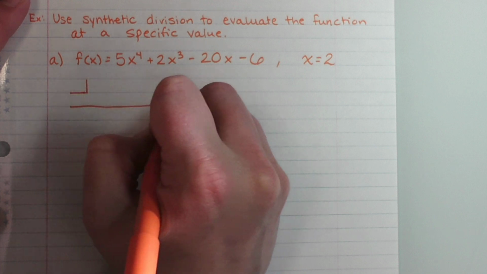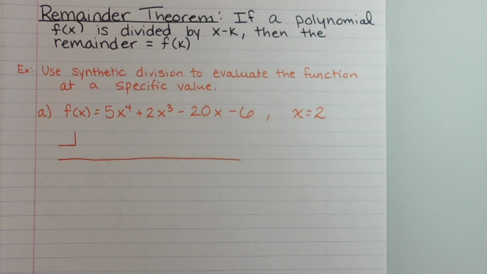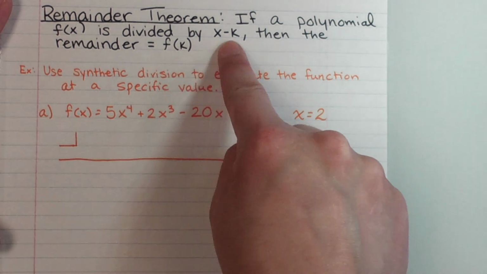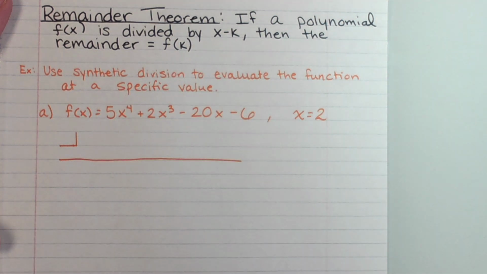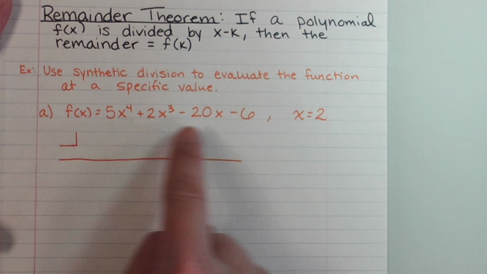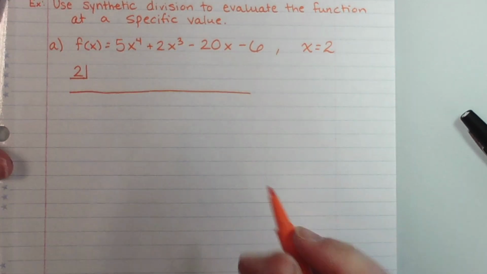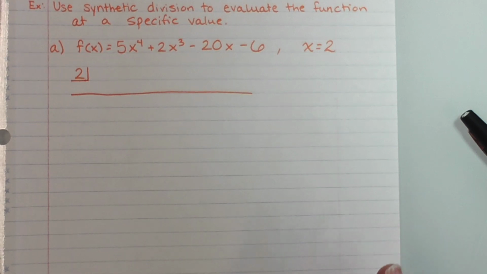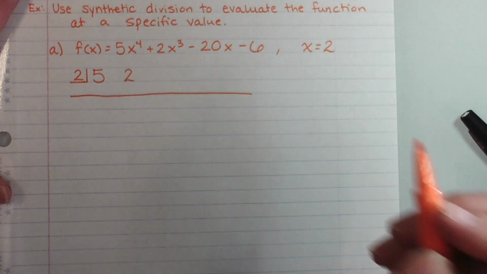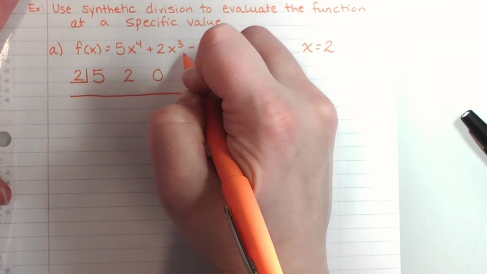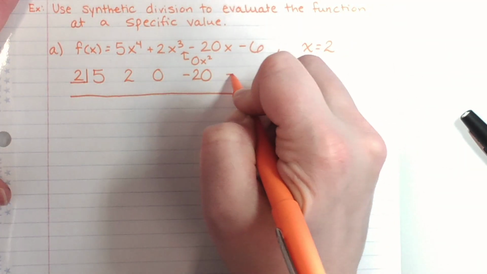So, I set up my synthetic division. Now note that the remainder theorem says it will tell you what f of k is when you're dividing by x minus k. Which means when we typically put the opposite number in this box, it's already given me what that opposite number is. That little box, you just put whatever the number is that you have. And then we line up our numbers. We got 5, we've got 2, we're missing the squared term, so we put a 0, because I have 0x squareds going on. And then we got negative 20 and negative 6.